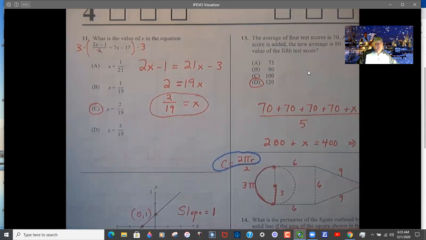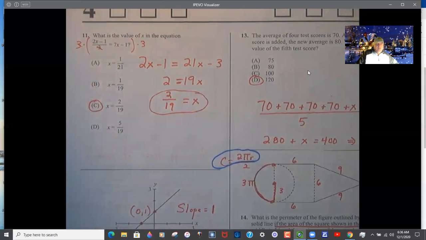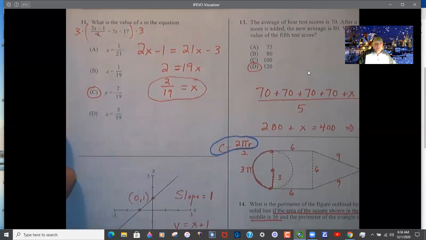So on problem 11, you see that denominator again, and to solve it, you multiply through left to right in its entirety by 3 to eliminate the denominator of 3 on the left-hand side. That gives you a 2x minus 1 on the left, and then on the right, a 21x minus 3. Then go through that and collect your terms. I subtracted 2x to the right, added 3 to the left, and then divided by 19.